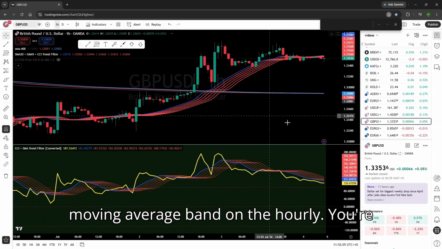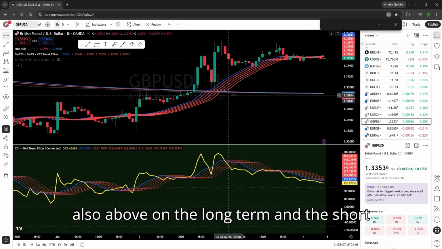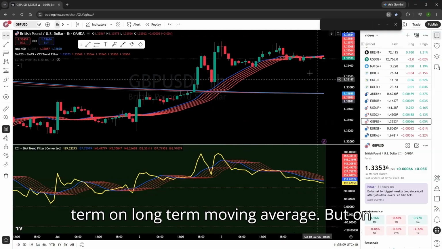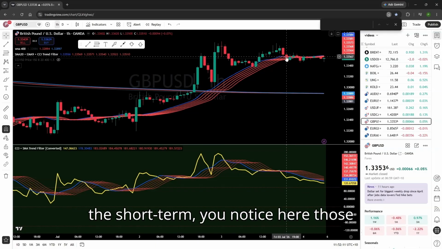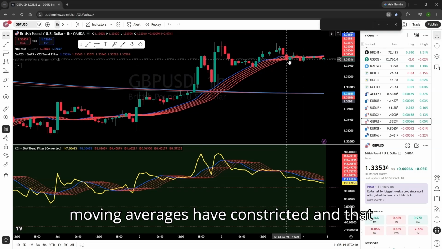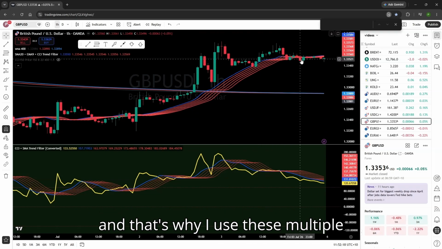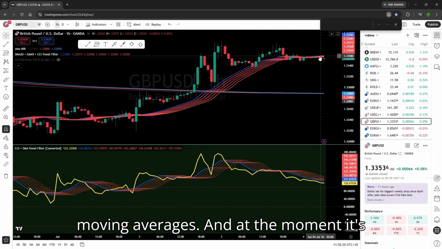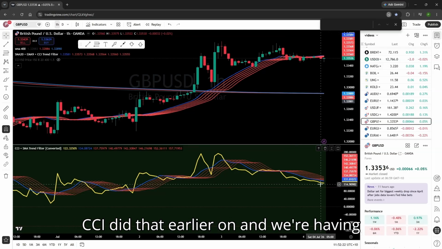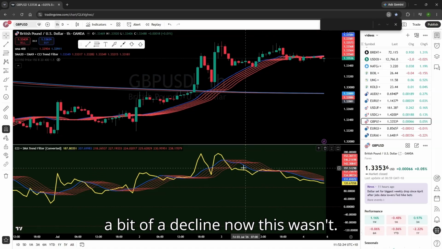On the hourly, you're also above the long-term moving average, but on the short term, you'll notice here those moving averages have constricted, and that really is an indication of consolidation, and that's why I use these multiple moving averages. At the moment it's dropped below that moving average band. The CCI did that earlier on, and we're having a bit of a decline.